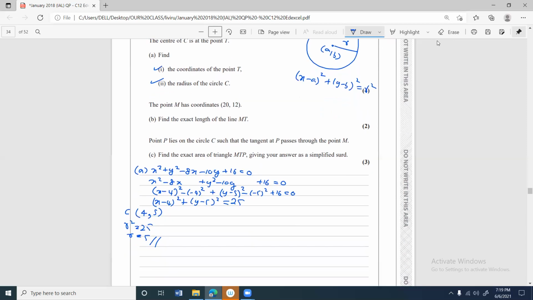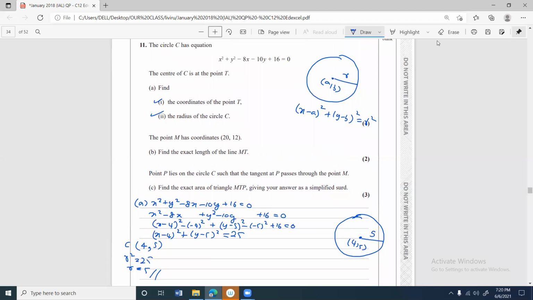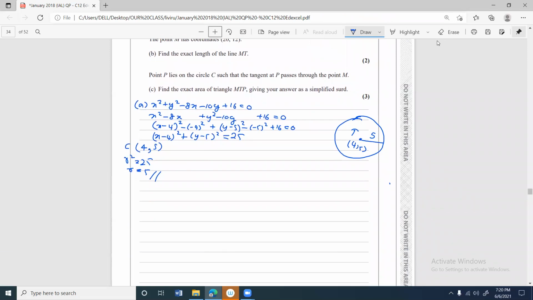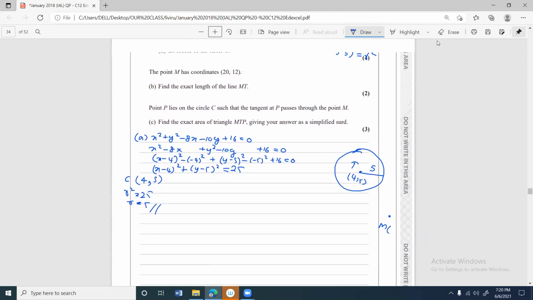Right. Now let's go ahead with this question. When you're getting this, it's better to draw this diagram. The center is (4, 5) and the radius is 5. Just keep this answer in this format. The point M has coordinates (20, 12). Find the exact length of MT. P is the center, it's T. M is (20, 12).